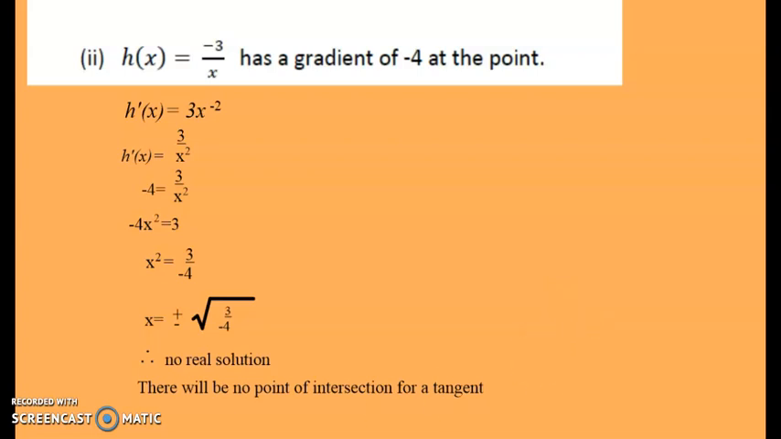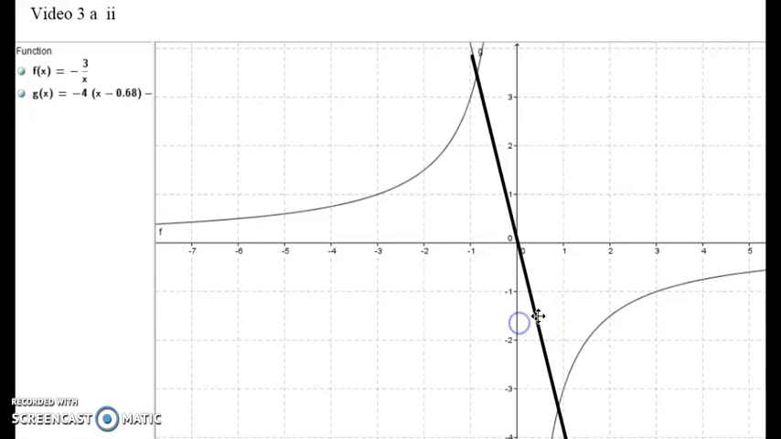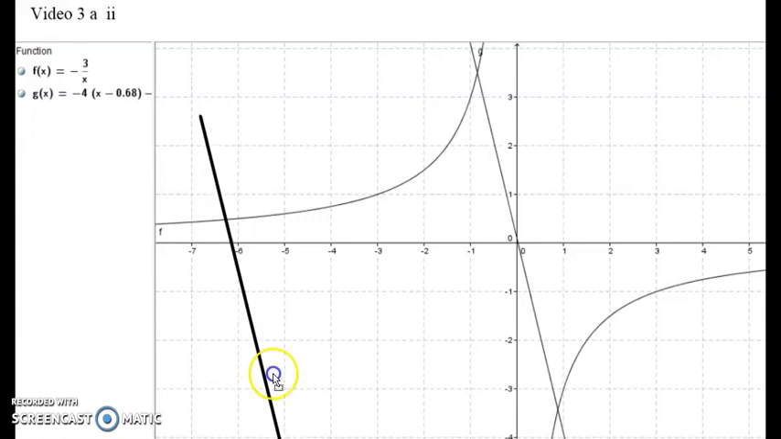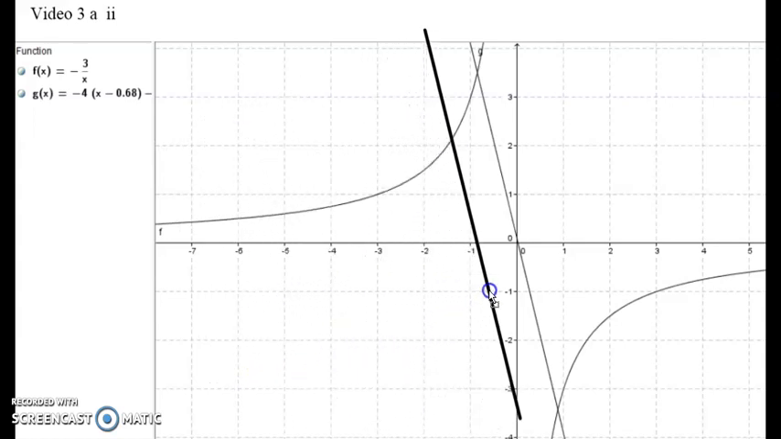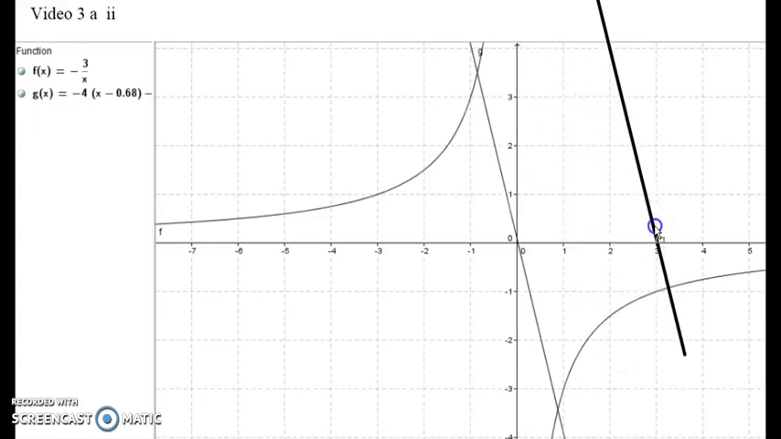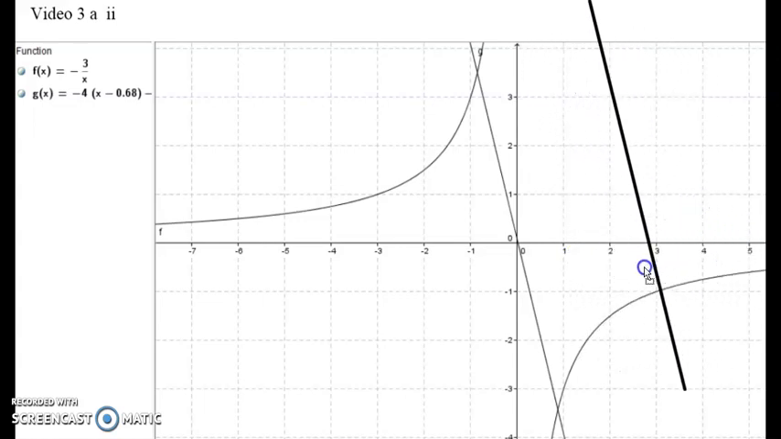I need to say there will be no point of intersection for a tangent. Specifically, no point of intersection for a tangent. So here it does not matter how far or in which direction I go, this line will never ever be a tangent to the curve.